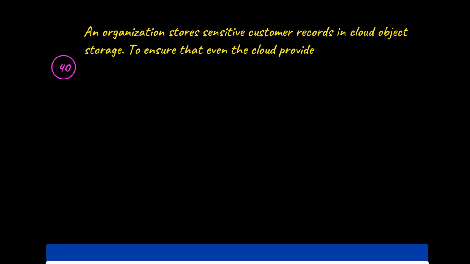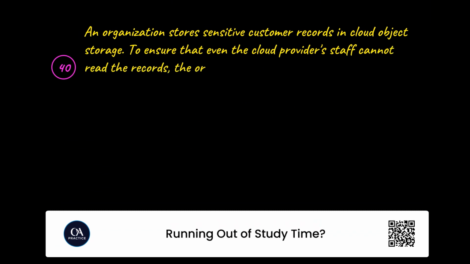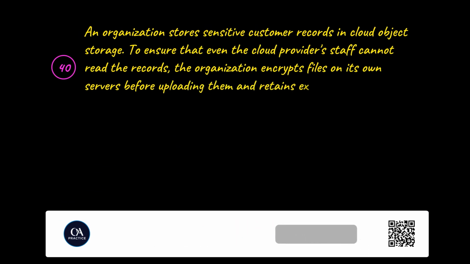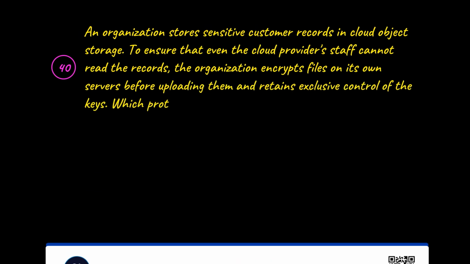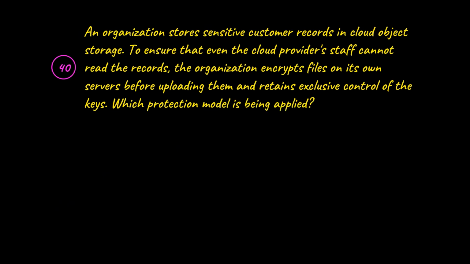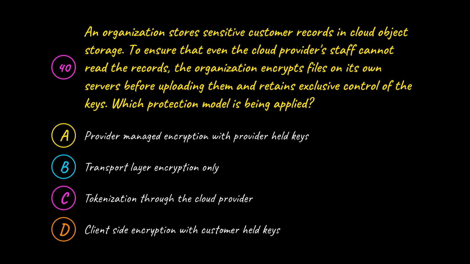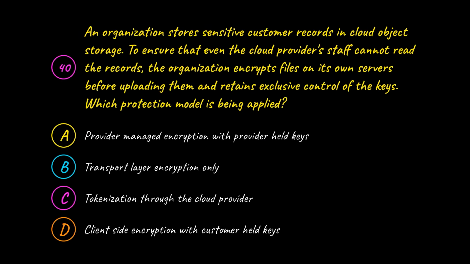Question 40. An organization stores sensitive customer records in cloud object storage. To ensure that even the cloud provider's staff cannot read the records, the organization encrypts files on its own servers before uploading them and retains exclusive control of the keys. Which protection model is being applied? Your options are: A. Provider-managed encryption with provider-held keys. B. Transport layer encryption only. C. Tokenization through the cloud provider. D. Client-side encryption with customer-held keys. Got a guess? Lock it in.